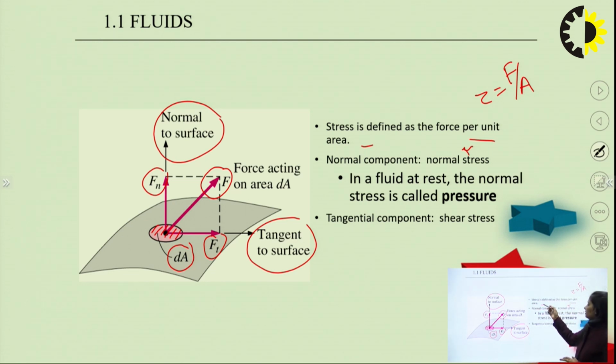So what we said, stress is defined as the force per unit area. Now the normal component. What is the normal component? Here you can say the normal component is Fn. In fluid dynamics, the normal stress is called pressure.